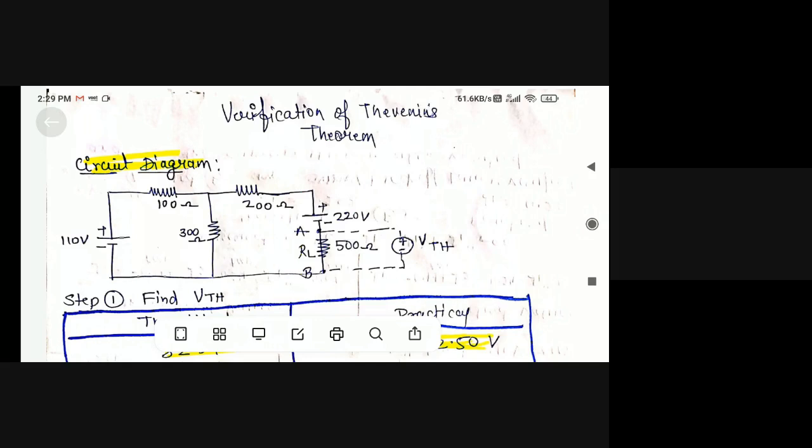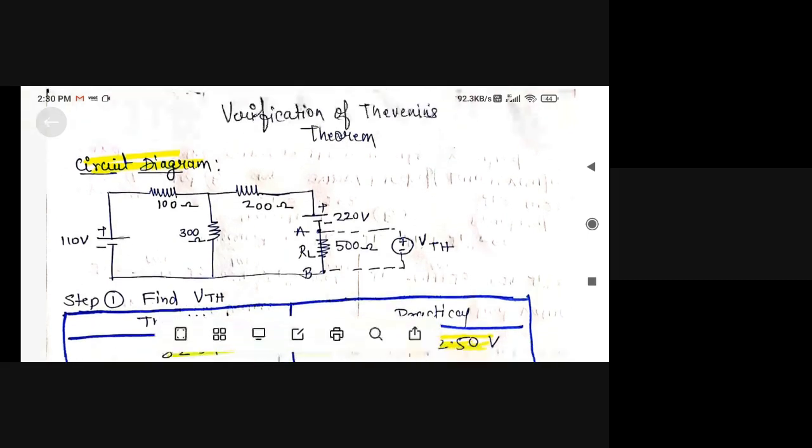Meaning you can calculate a particular value. For example, you have to calculate the load current flowing in the load resistance. You can calculate that value using Thevenin's theorem. You can also calculate it using the superposition theorem, Kirchhoff's law, the maximum power theorem or Norton's theorem. Today we are going to calculate the current flowing in the load resistance using Thevenin's theorem, and verify it practically as well as theoretically.